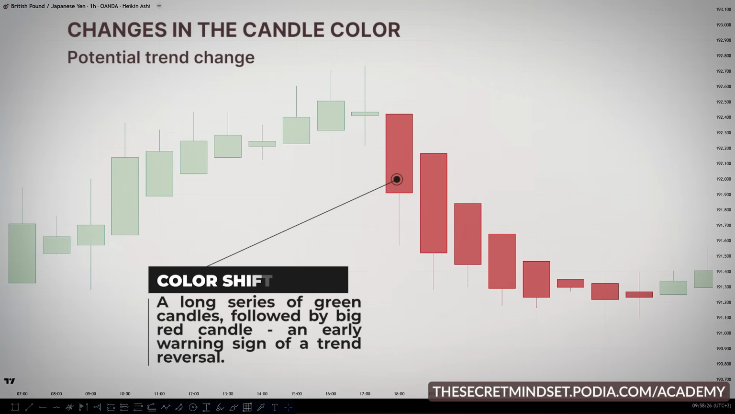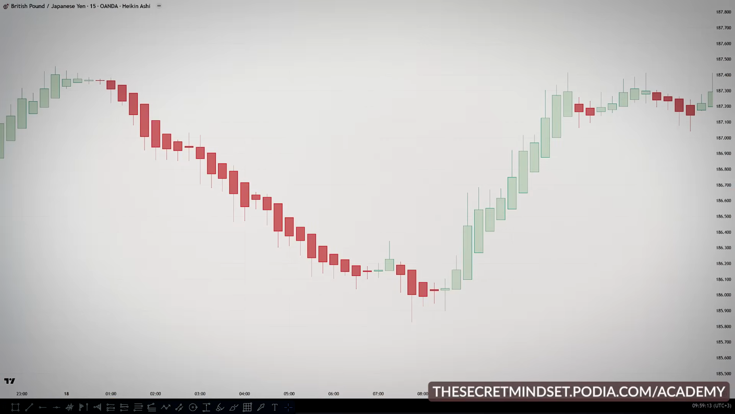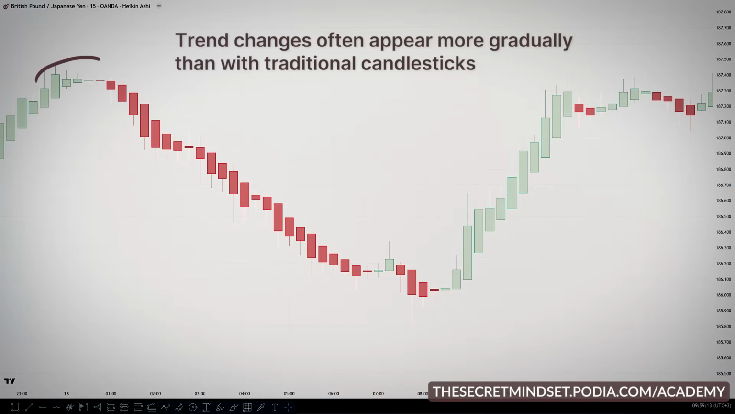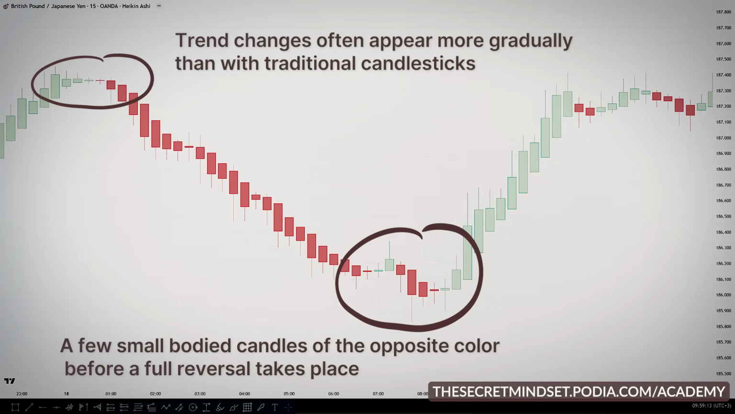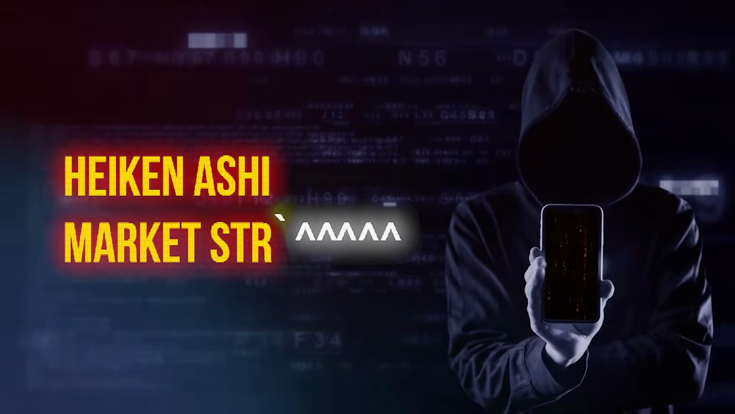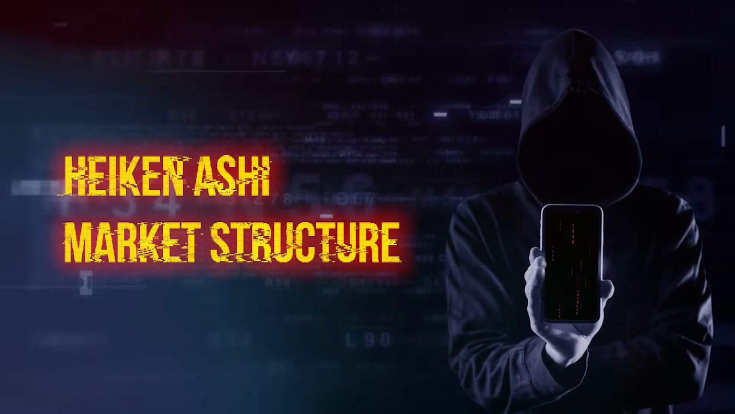For example, if you've been seeing a long series of green candles and suddenly a big red candle appears, it could be an early warning sign of a trend reversal. However, with Heikin Ashi candles, trend changes often appear more gradually than with traditional candlesticks. You might see a few small-bodied candles of the opposite color before a full reversal takes place. This can actually be an advantage, as it can help you avoid getting shaken out of trades by minor price fluctuations.